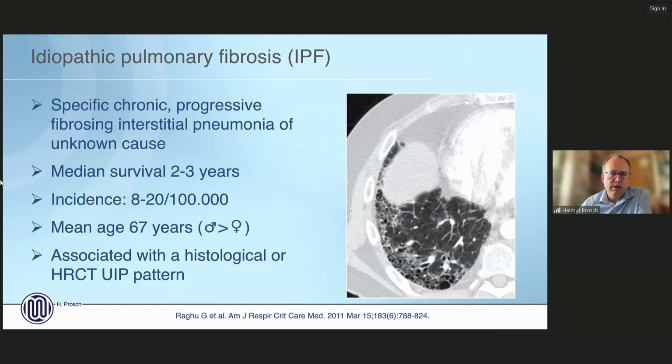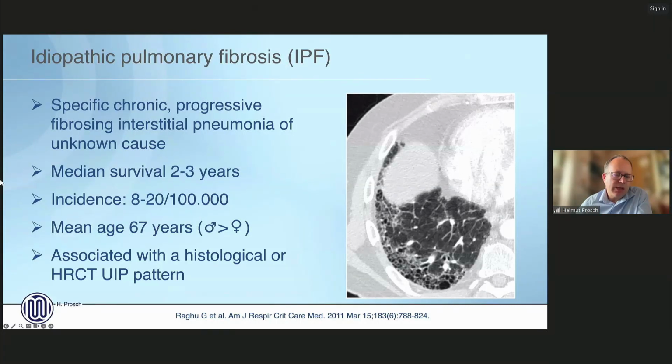Just for the ones of you who are not that familiar with IPF, idiopathic pulmonary fibrosis, because the rheumatologists are not always familiar with that idiopathic form. It's a specific chronic progressive fibrosis of unknown cause. And without treatment, the median survival is between 2 and 3 years, which is worse than most tumors you will see in your professional life. So only lung cancer and pancreatic cancer have a worse prognosis, and the incidence with up to 20 per 100,000 is more than all brain tumors taken together.